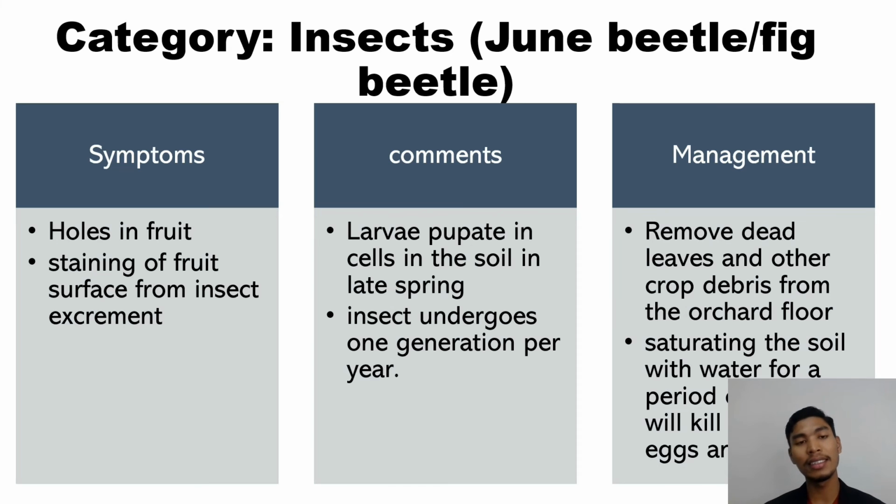Next is the second category for pests, which is insects. Specifically, June beetle or fig beetle. The symptom usually is holes in the fruits and staining of the fruit surface from insect excrement. And the common, usually larvae pupate in cells in the soil in the late spring, and the insect undergoes one generation per year. Usually how we manage this, we will remove all the dead leaves and other crop debris from the orchard floor, and we will saturate the soil with water for a period of 2 days, and this will kill any eggs and larvae from the fig plant.